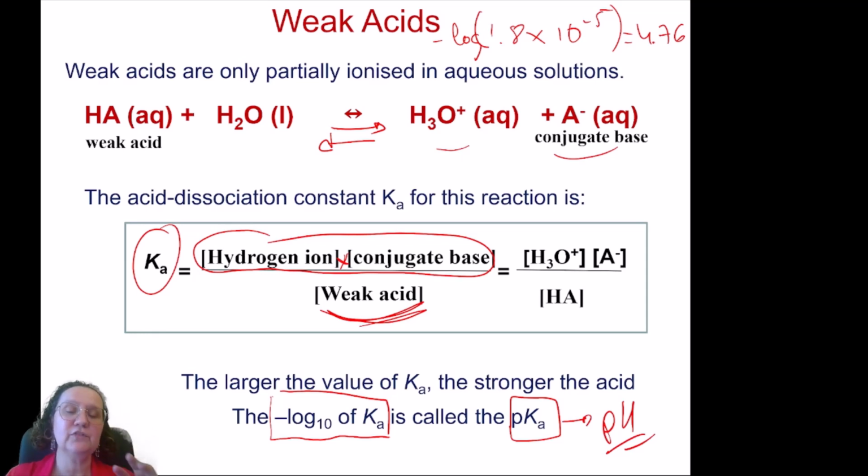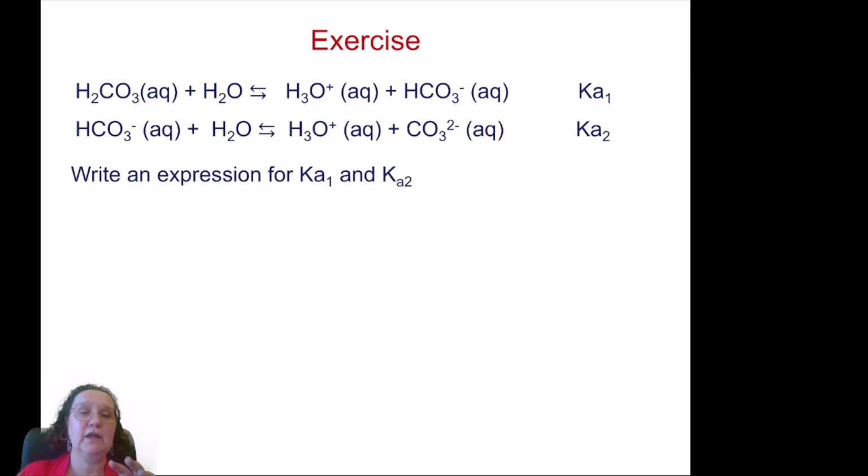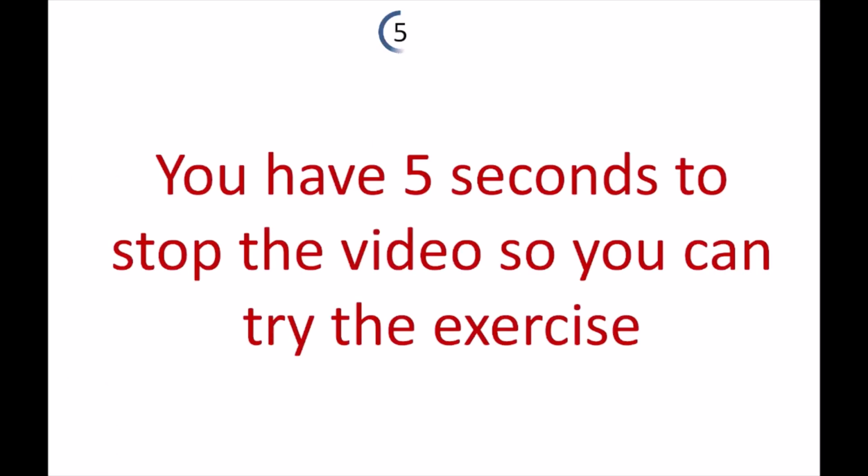We don't work with acidity constants. We very commonly work with minus log on base 10 of the acidity constants, and we call that pKa. And you can define for bases pKb, minus log of the basicity constant. So just to have a little bit of practice, I'm going to ask you to stop the video now and have a go at this exercise. Can I ask you to write an expression for the first acidity constant of carbonic acid, H2CO3, and the second acidity constant? Stop the video now, please.